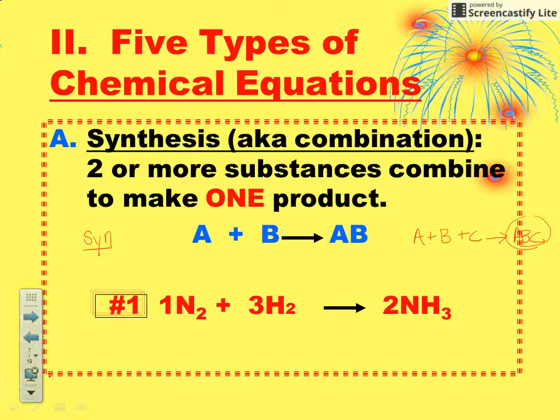Now on the classwork worksheet, the 1 through 21 balancing and classifying reactions worksheet that we've been using in class along with our notes, if you look at the very first equation, we've already balanced it. So here you see that this would be a synthesis reaction because it has only one product. This is the only type of reaction with one product.